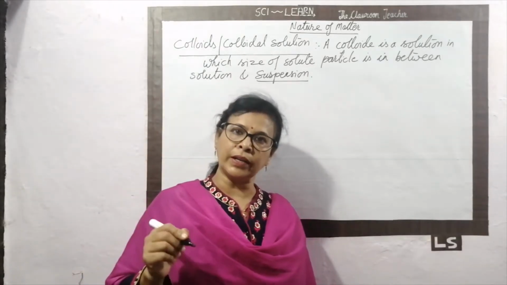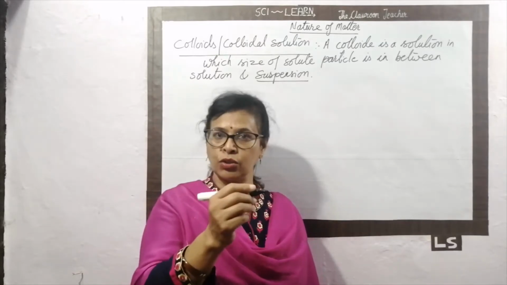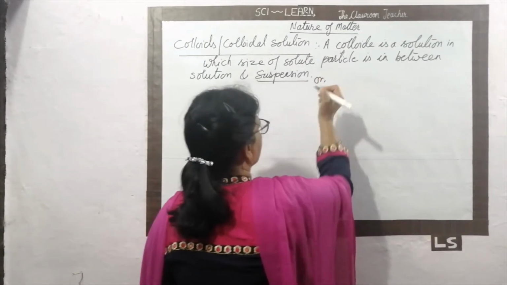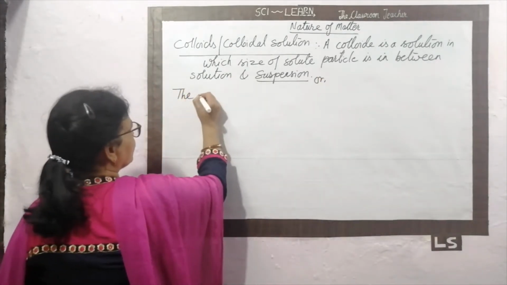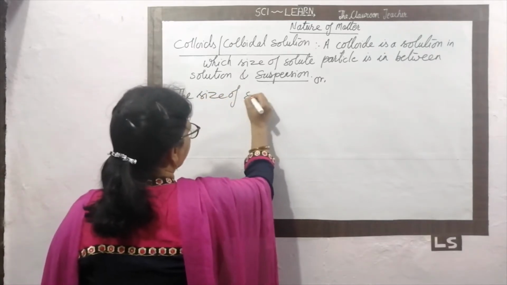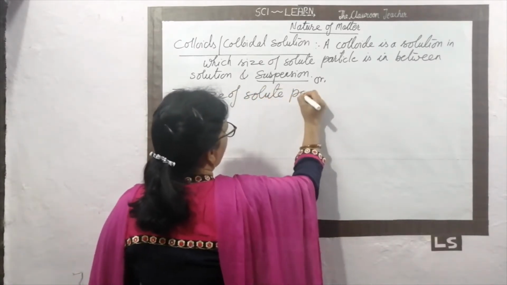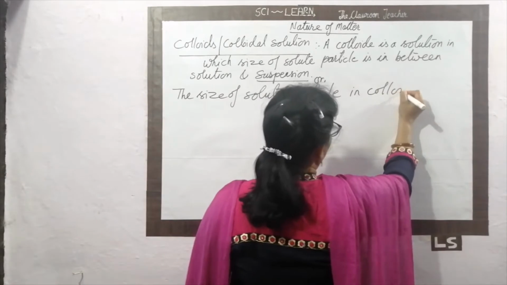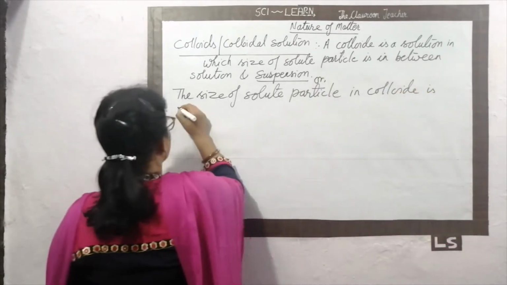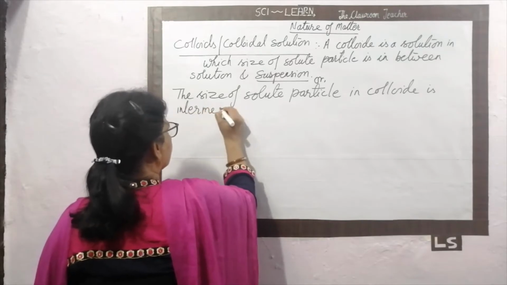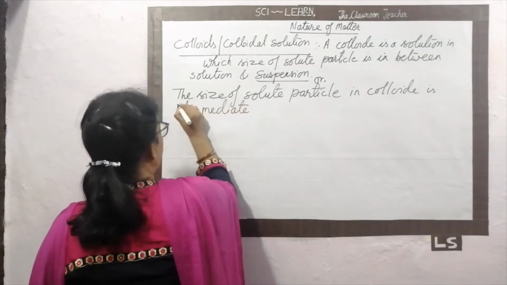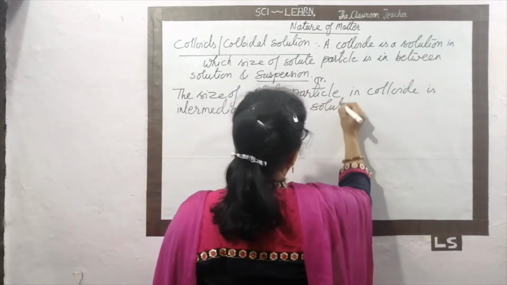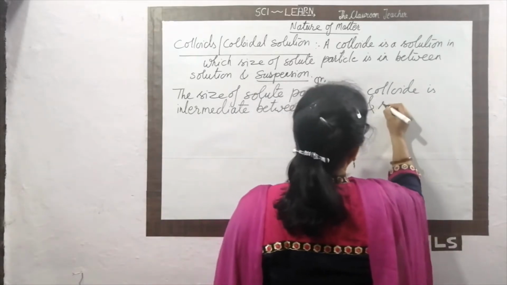If the size of the solute particle is in between the solution and suspension, so in other words, we are able to write that the size of the solute particle in colloid is intermediate between solution and suspension.